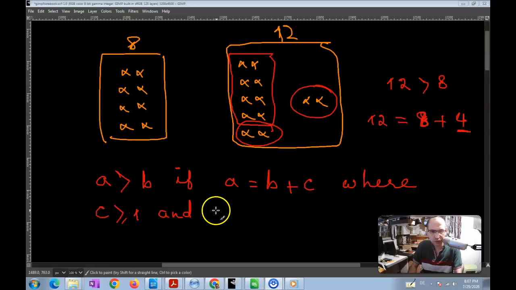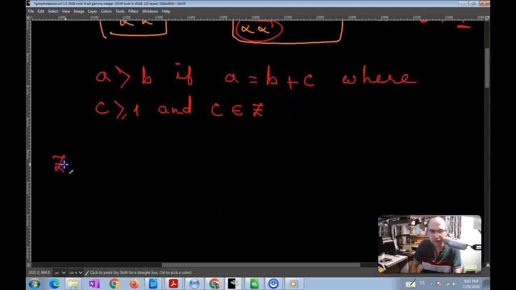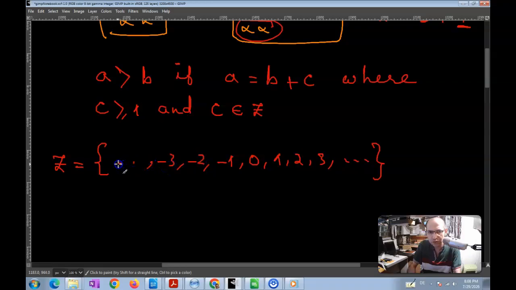So C is greater than or equal to 1, and then we can also say that C belongs to the set of integers, meaning that the set of integers is this set over here, Z, which contains all of these elements: 0, 1, 2, 3, all the way up to positive infinity, meaning you could say 3, 4, 5, and so on and so forth. Or negative 1, negative 2, negative 3, and so on, all the way down to negative infinity.